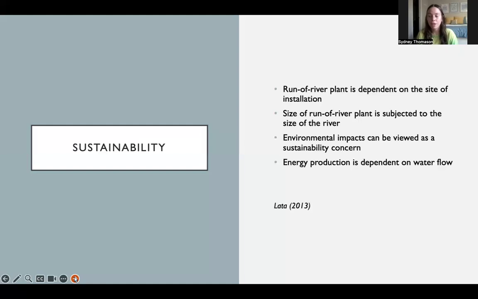These impacts, as well as others, can be viewed as sustainability concerns and factors. But like I mentioned, especially with migrating fish, there are some practices that can be put into place to help mitigate that problem. Since the energy production is dependent on the flow of water, depending on the seasonal variation, the run-of-river plant might not always be a sustainable high energy source or electrical production, because it will vary. It won't always be constant.